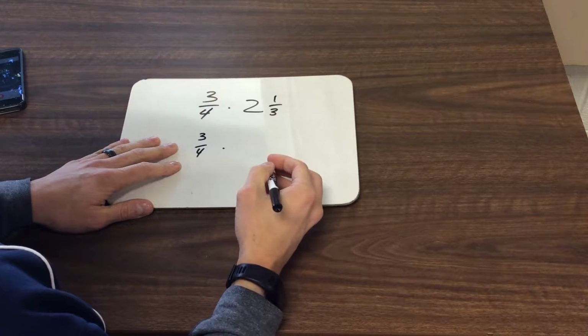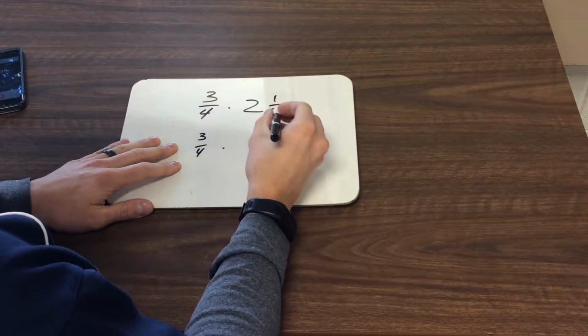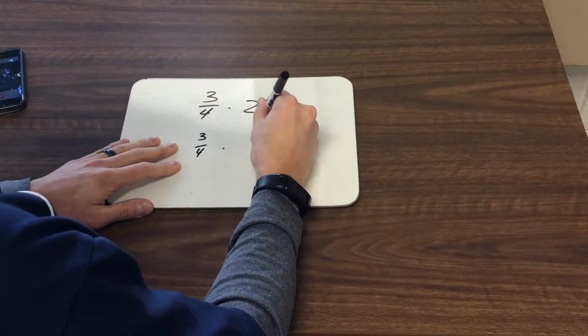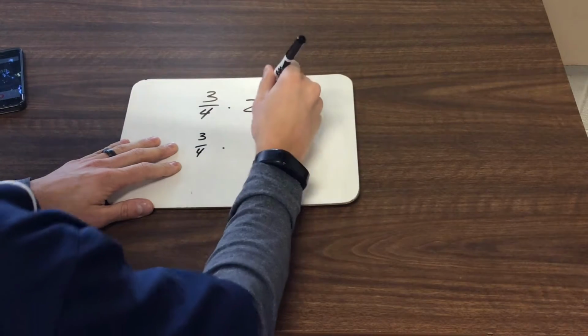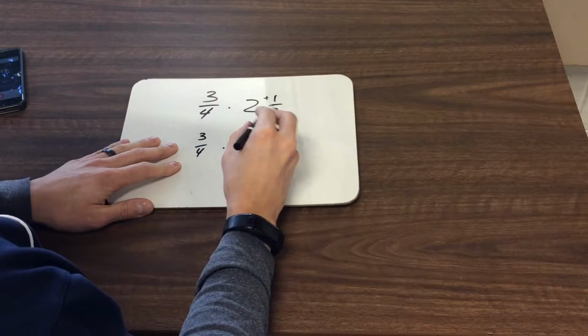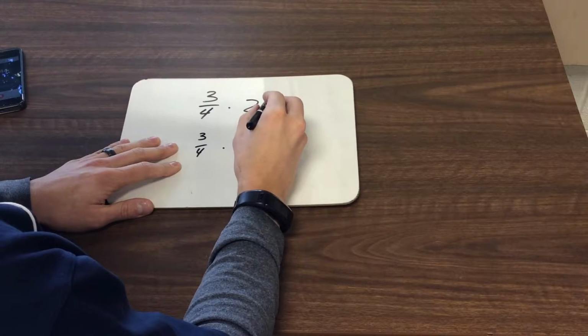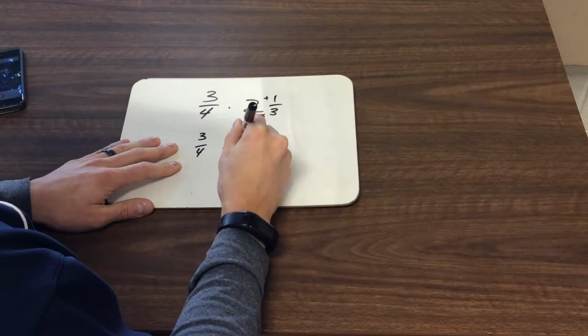If you remember the rules of improper fractions, we multiply the denominator and the whole number, so 2 times 3, and then we add 1 to that. So 2 times 3 is 6, plus 1 is 7, and we keep the same denominator.